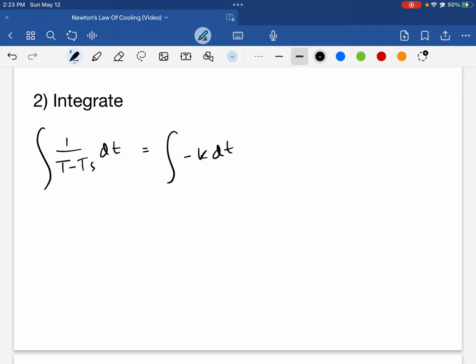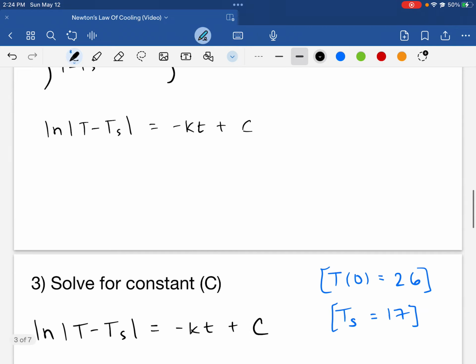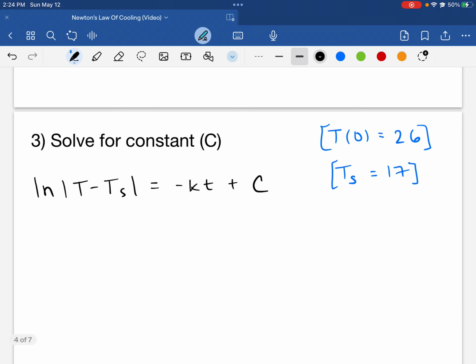1 over T minus Ts integrates to the natural log of T minus Ts. And then on the right side, negative k gets pulled out since it's a constant. And the integral of dt is just t plus our constant. And the next step is to solve for the constant.